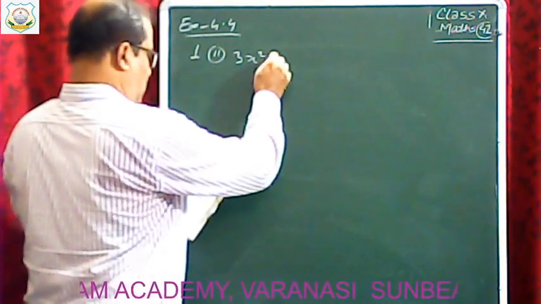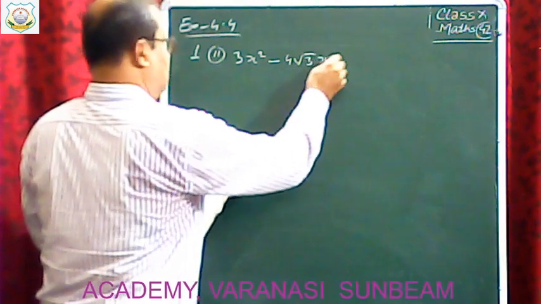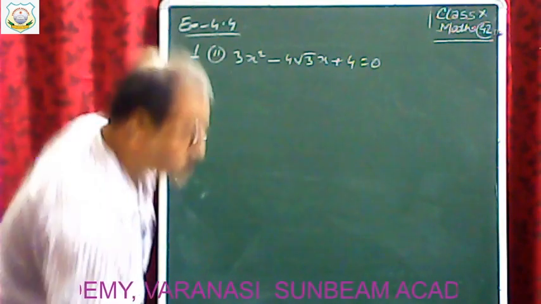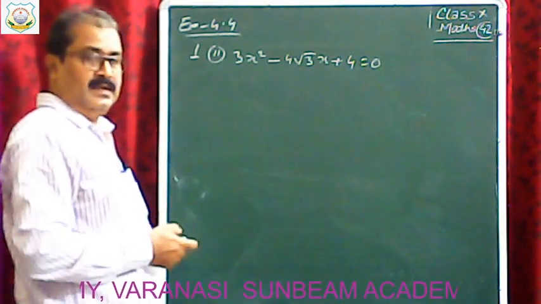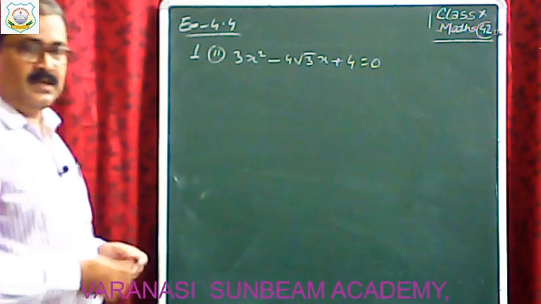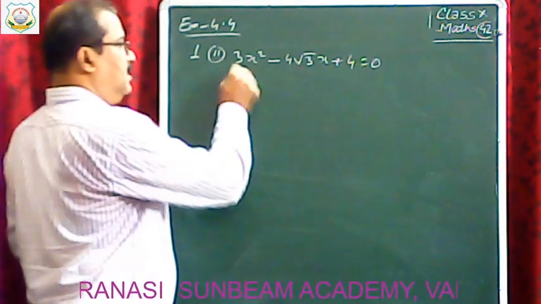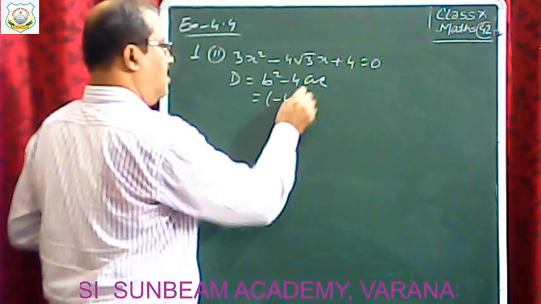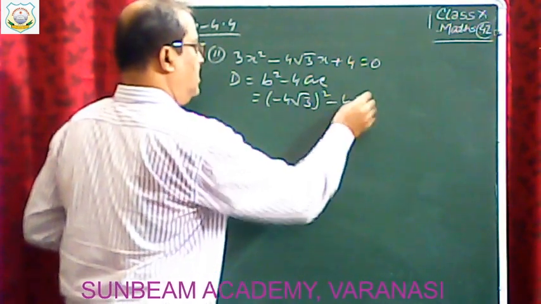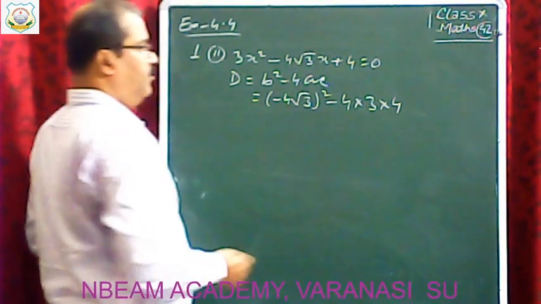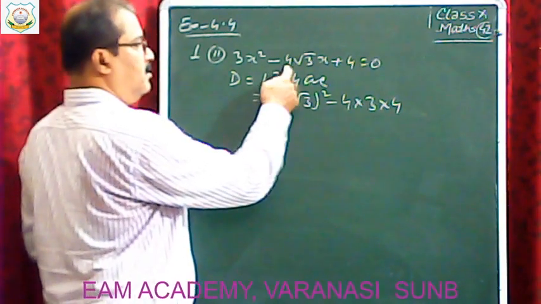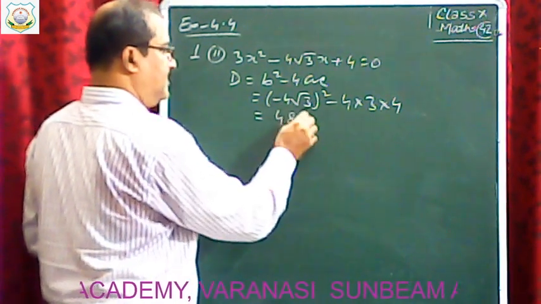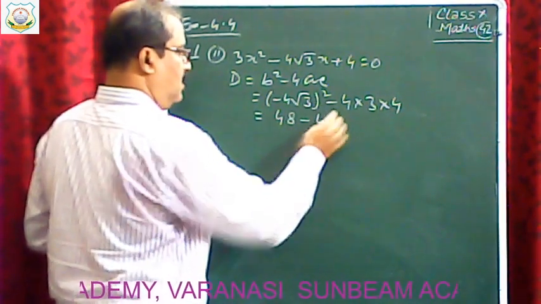3x square minus 4 root 3x plus 4 equal to 0. First of all, you have to find the roots. For that, you have to find discriminant D, and on the basis of discriminant, we can classify the nature of roots. So D equal to b square minus 4ac, so minus 4 square root 3 whole square minus 4 into 3 into 4. A is 3, B is minus 4 root 3, C is 4. Calculate: 16 times 3 is 48, minus 48.